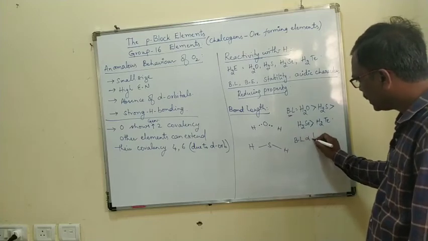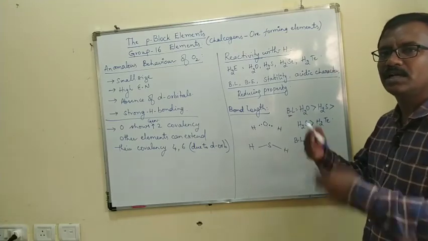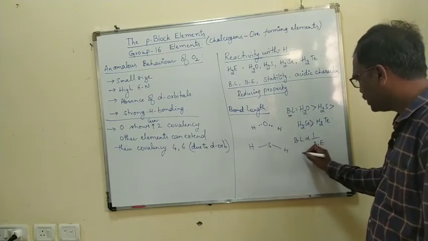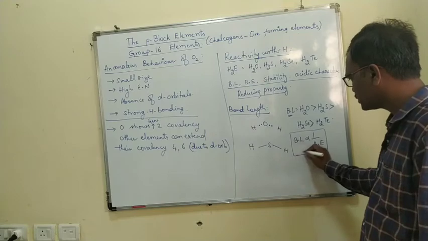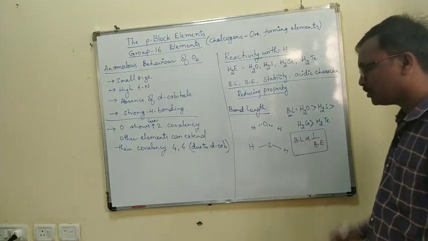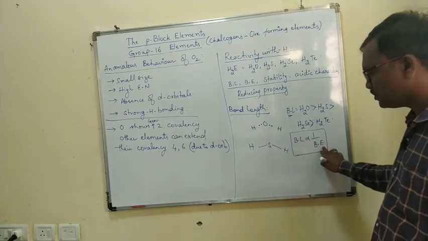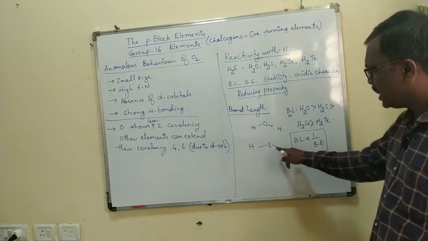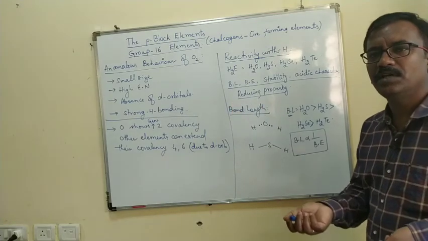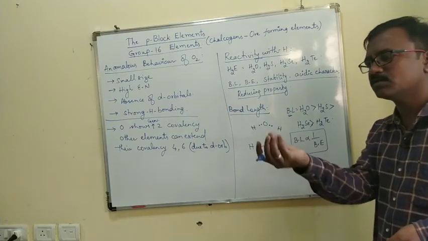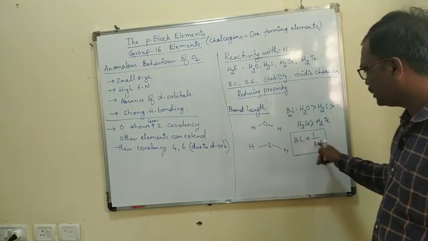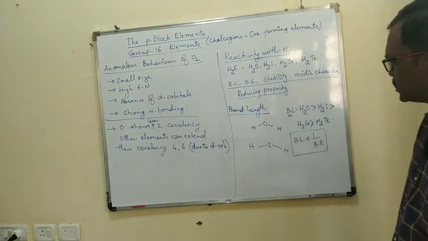As bond length increases, it readily breaks. Bond energy will be inversely proportional to bond length. Bond length is inversely proportional to bond energy. As the distance increases, bond length increases and bond energy decreases, because if you give a small amount of energy, the bond will break very easily. That's why bond length and bond energy are inversely proportional.